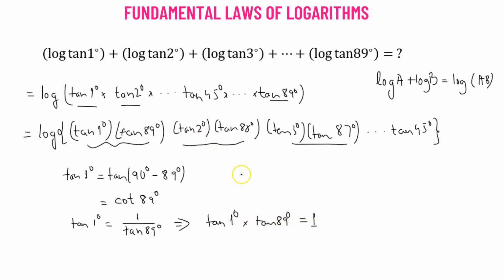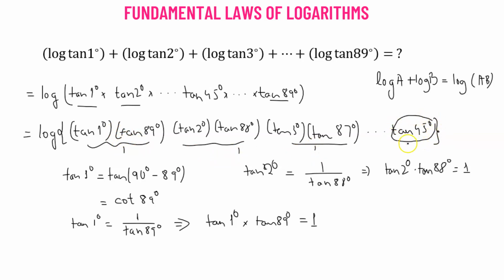Same goes for the second part, that is tangent of 2 degree. We'll find that this value will be exactly equal to the reciprocal of tangent of 88 degrees, such that the product tangent of 2 degree times tangent of 88 degree will be equal to 1. So we'll find that all the pairs, the product will be equal to 1, and including the one term which didn't have a pair, its value is 1, because tangent of 45 degrees is 1.